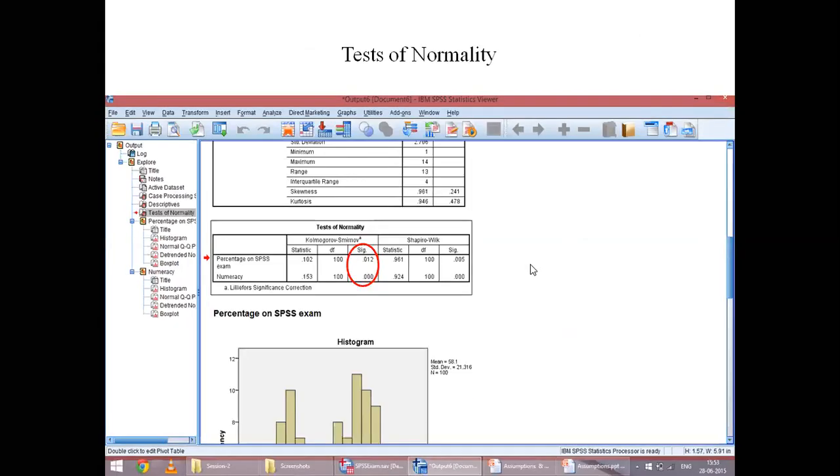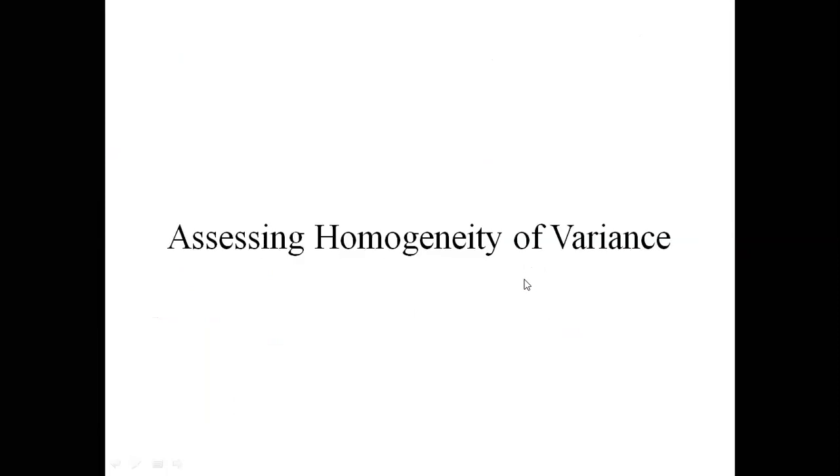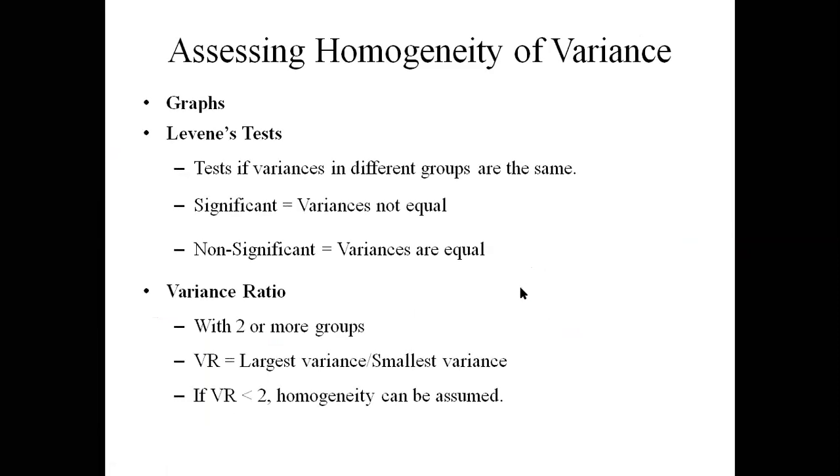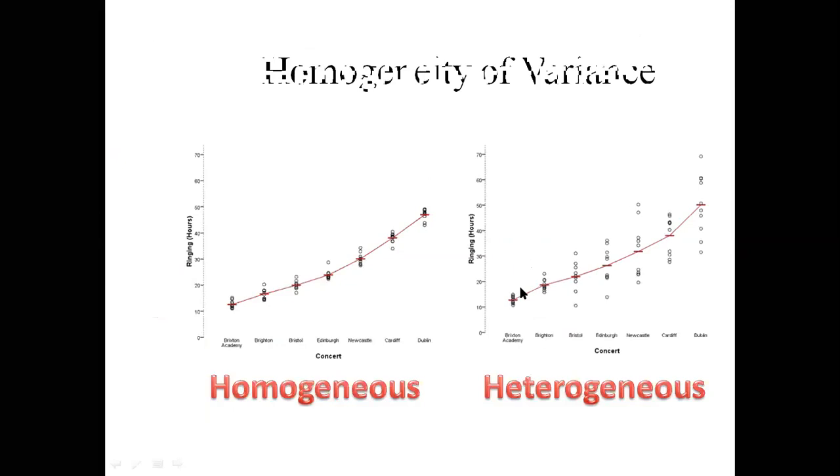Now we should understand homogeneity. What is homogeneity? Homogeneity tells about the dispersion of the data. This is the concept of homogeneity. These are the observations: one music festival, another music festival, another. So there are some music festivals on the x-axis.